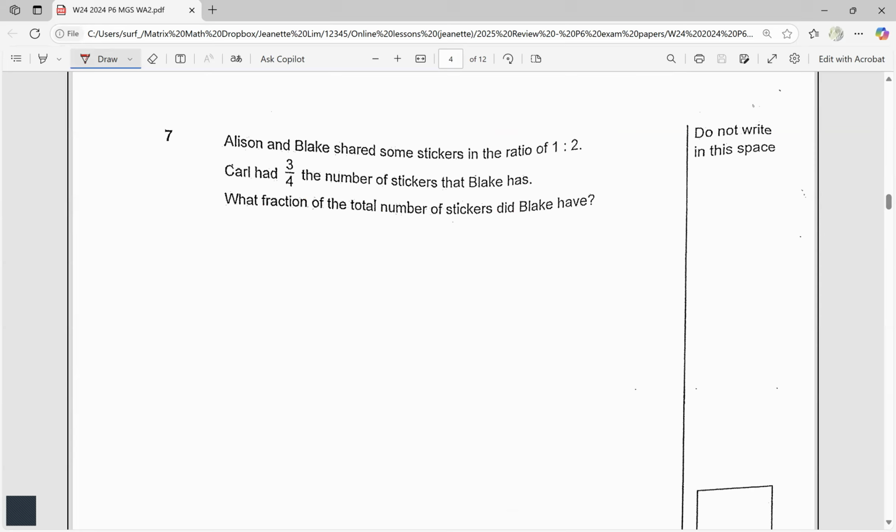Question 7. Allison and Blake shared some stickers in a ratio of 1 to 2. Carl had 3/4 the number of stickers that Blake has. What fraction of the total number of stickers did Blake have? Firstly, A to B is 1 to 2. Carl had 3/4, so 3 for Carl, 4 for Blake. Again, you'll find a common base, which is Blake for both ratios, so you want to change the 2 into 4.